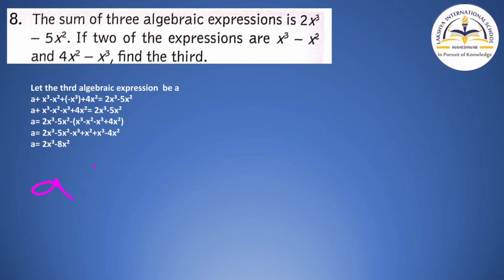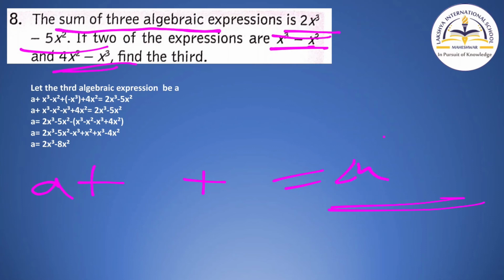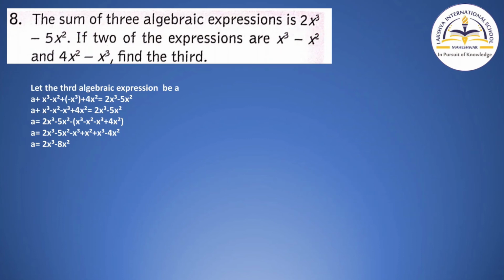So A equals to this expression plus this one. Okay, so equals to will be this equation, because it is given the sum of three algebraic expressions is this one, that is 2x cube minus 5x square, this one. And what are the two expressions? That is x cube minus x square and 4x square minus x cube. So we have written here.